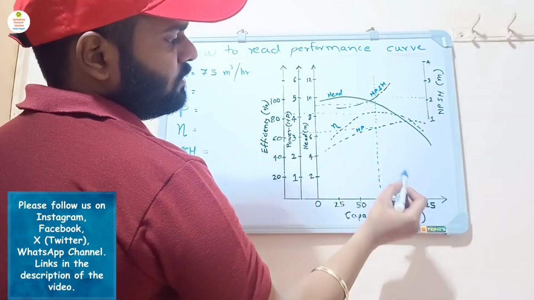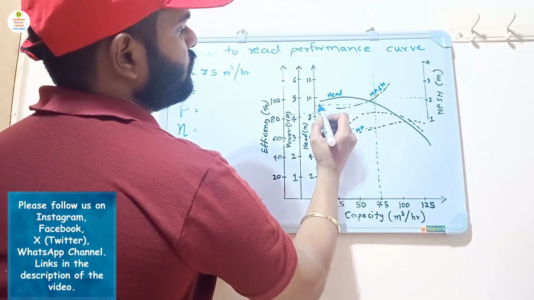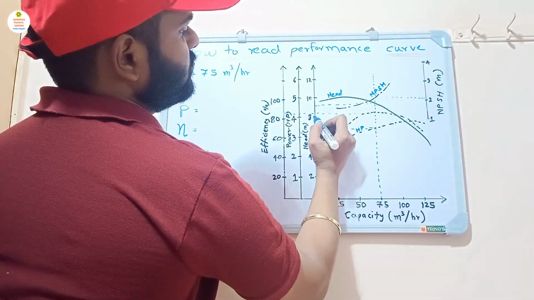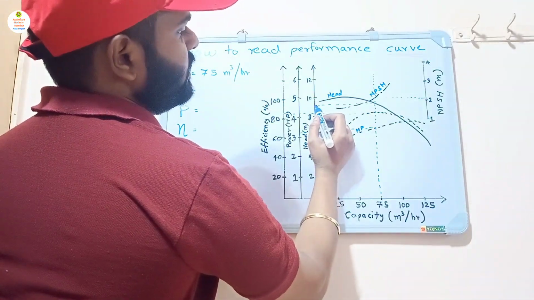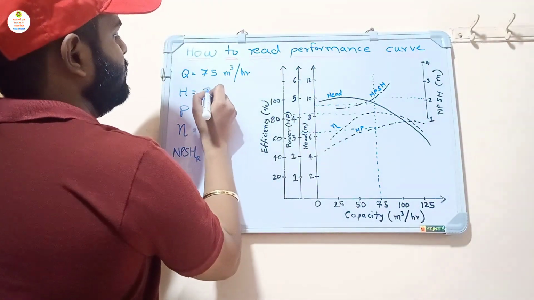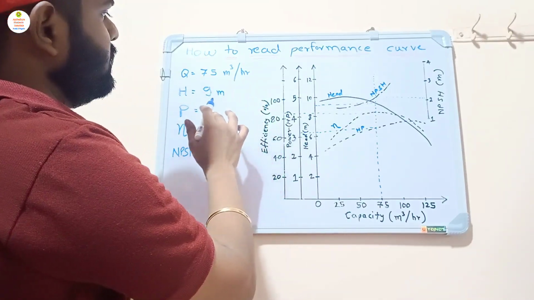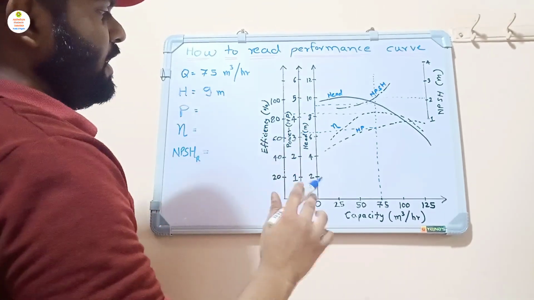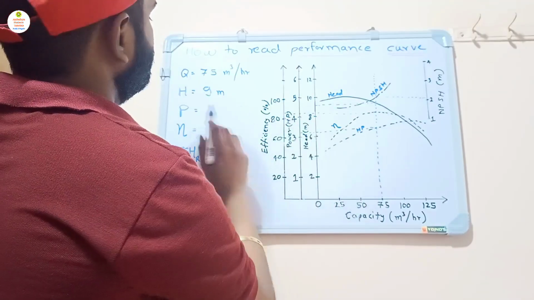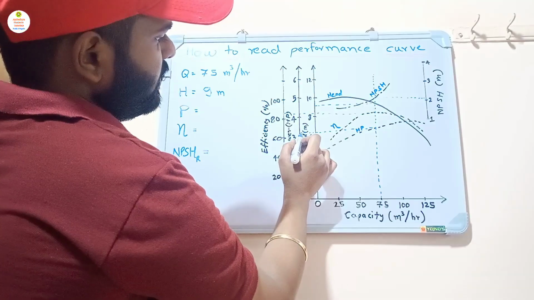Now this straight line has broken the head curve here, and from that we will get the value. See here, 9 meters, it is approximately 9. So 9 meters of head. So at 75 meter cube per hour capacity, we will get 9 meter head for this particular performance curve of the centrifugal pump. Further, the power requirement is here, as you can see, between 3 and 4.